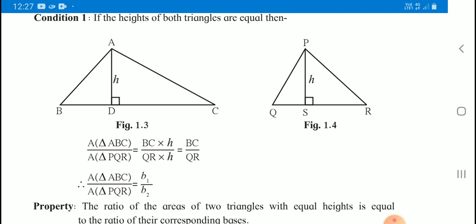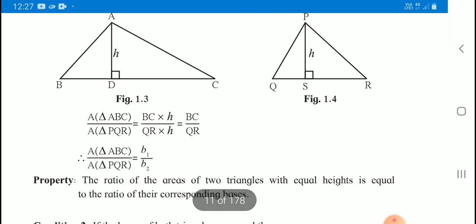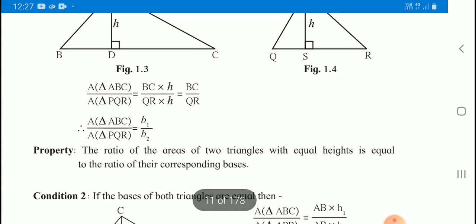So here height is same. They showed it by letter H. So area of triangle ABC upon area of triangle PQR is equal to BC into H upon QR into H. Height is same. So it's equal to BC upon QR. Therefore area of triangle ABC upon area of triangle PQR is equal to B1 upon B2. Now, by this we get the property that the ratio of the areas of two triangles with equal heights is equal to the ratio of their corresponding bases.